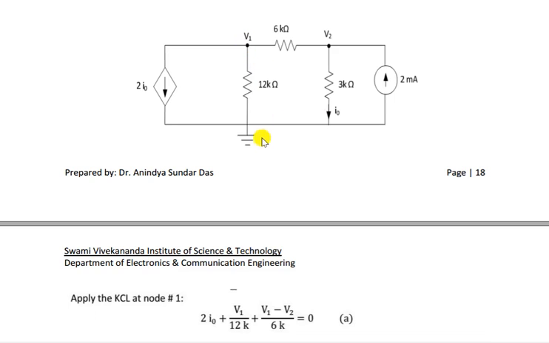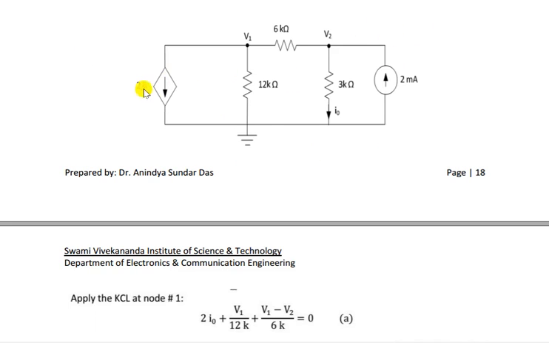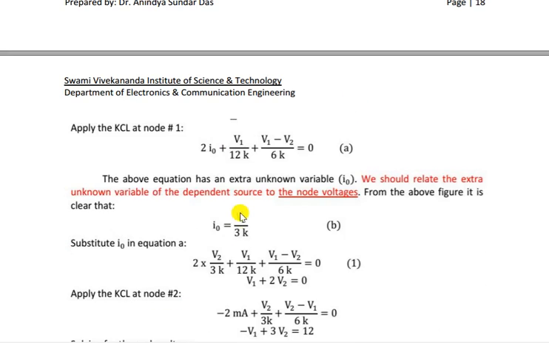So (V1 minus 0) divided by 12k, (V1 minus V2) divided by 6k. Okay, and this current is leaving, this current source value is also leaving, so this is plus 2 I0. Now what is the value of I0? We have to find it out from the circuit. This I0 is nothing but the current flowing through this 3 kilo ohm resistor from this point to ground. So I0 value is nothing but (V2 minus 0) divided by 3k, so V2 by 3k.